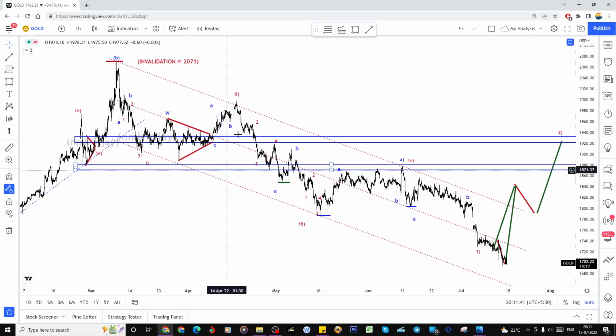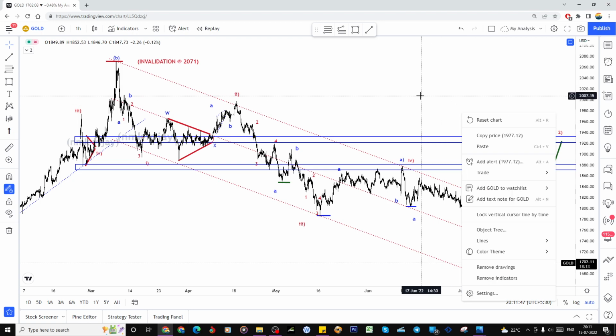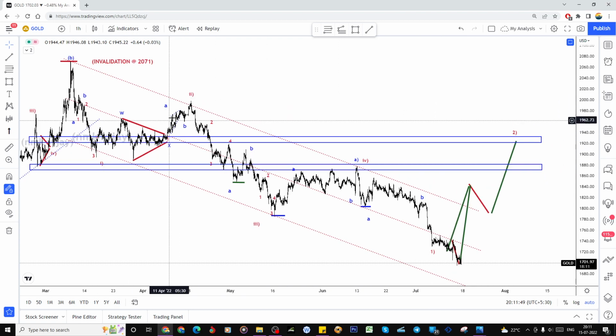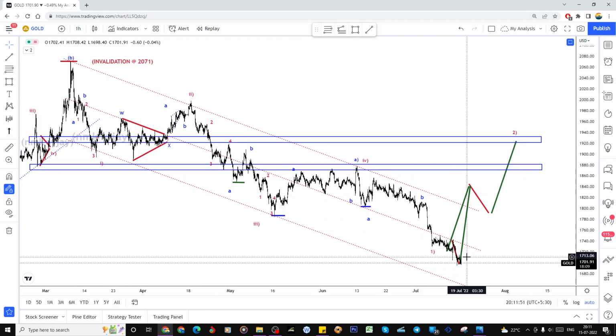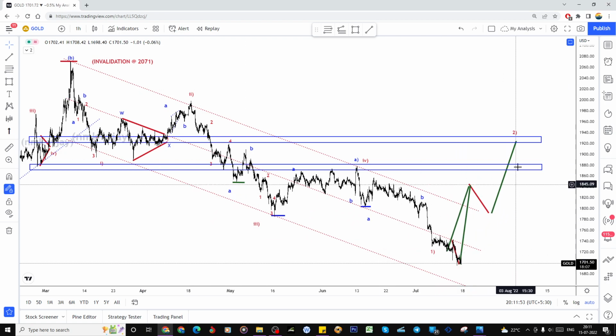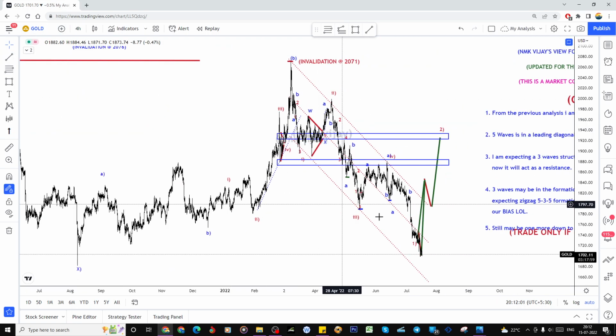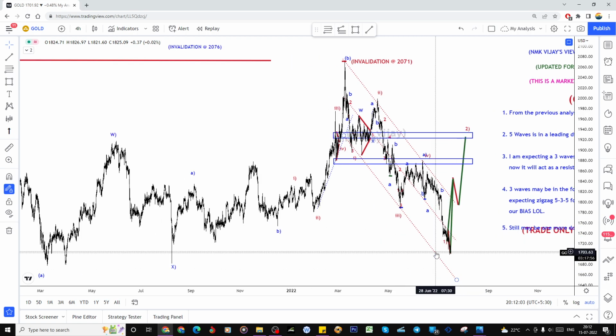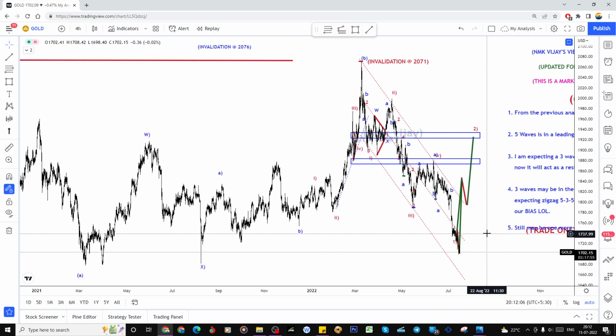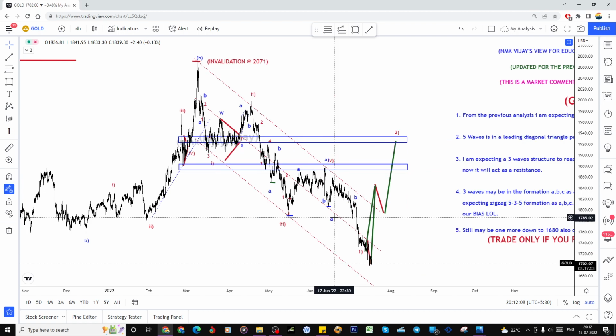ABC is a 1, ABC is a 2, ABC is a 3, ABC is a 4, ABC is a 5. So I'm looking for the little diagonal pattern and the 5 structure has got completed. I don't know whether this is W, X, Y, X, Z. Anyway, under any conditions I'm looking for at least a bounce to 1860 to 1920. And I'm not sure if it will break this one again, or again it is going down.